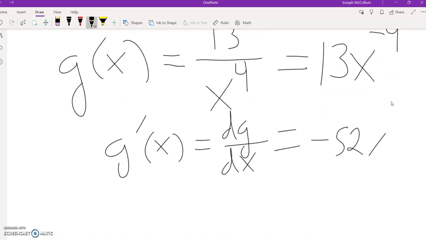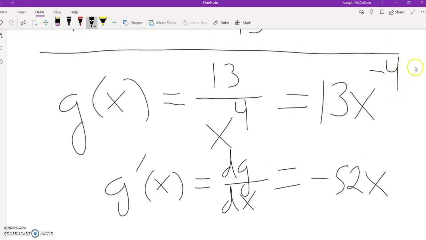And now, please be careful when you do this one. We're going to subtract 1, right? So let's pause here. Don't go too fast, too furious. Subtract 1, we get a negative 5. And so that is my derivative. Bring the power down to multiply and subtract 1 from the exponent.